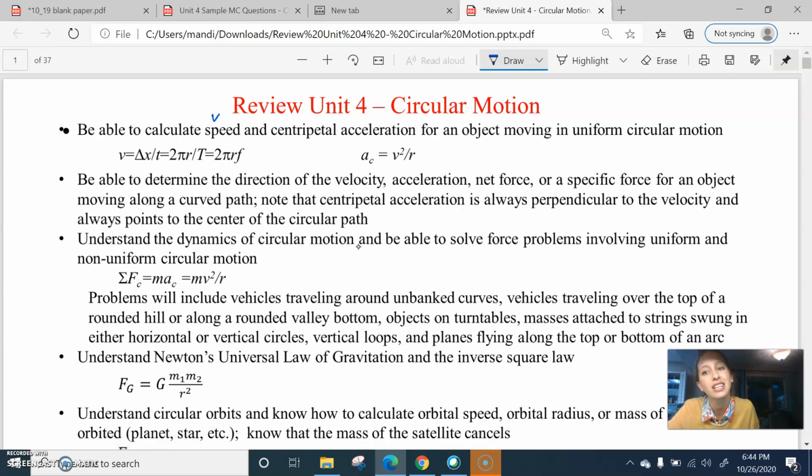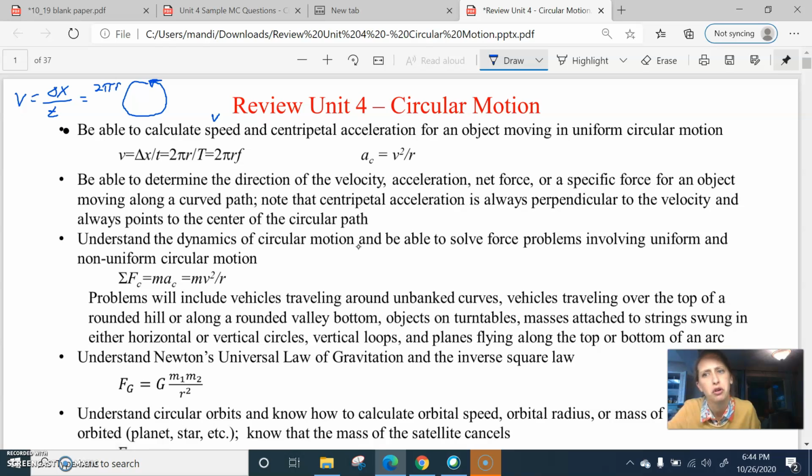v equals a lot of things. Most of these are not on your formula sheet, and you do have to memorize them. First up, velocity is change in distance over time. So when we're talking about a circle, we're talking about going one full circle. So that distance is the circumference. Circumference is 2 pi r.